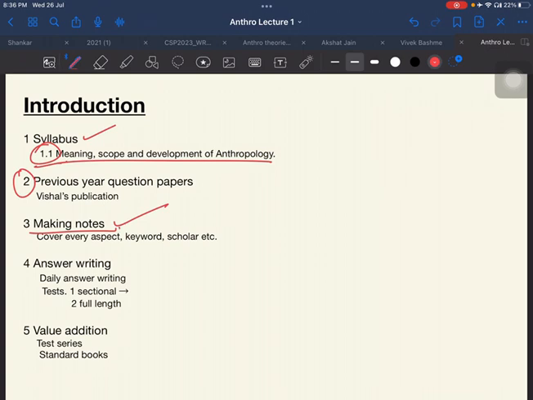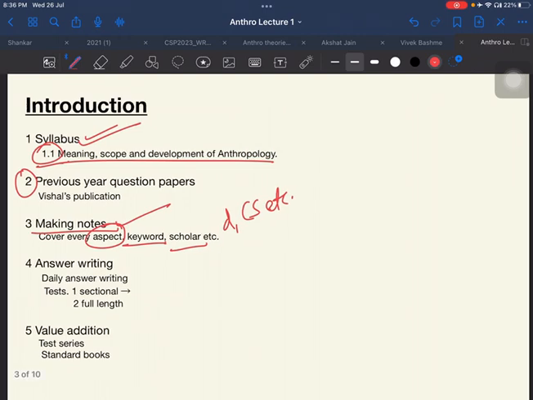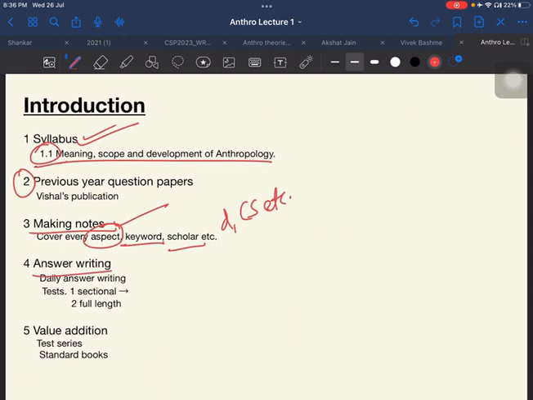In the notes, we will cover every aspect related to that syllabus and we will add more and more keywords, scholars, definitions, case studies, etc., which add value to our notes. Now, we will also do some answer writing. There will be some practice questions from our side, which you can do on a daily basis. That will be our daily answer writing practice. Also, if students demand, after the completion of a specific portion of the syllabus, we can also provide you with sectional tests and a full length test at the end of the series.